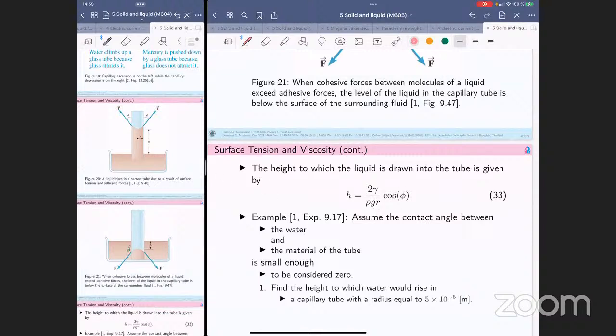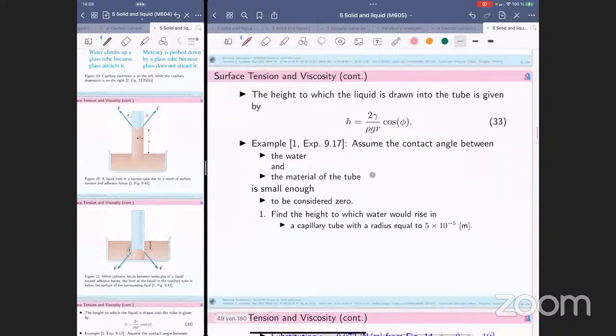Okay, and one more thing, if you use a big capillary tube, the radius here, you would have less height. Okay, the height will not be big, because it inversely depends on the radius of the capillary tube. All right.